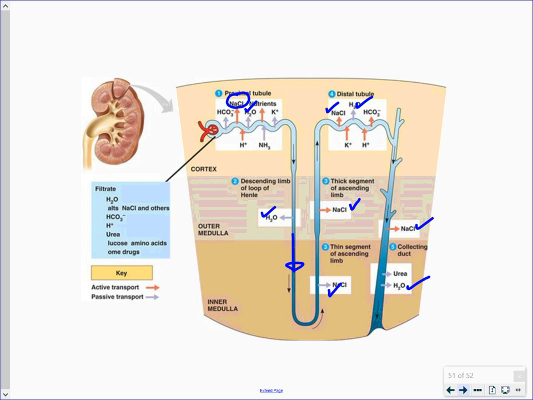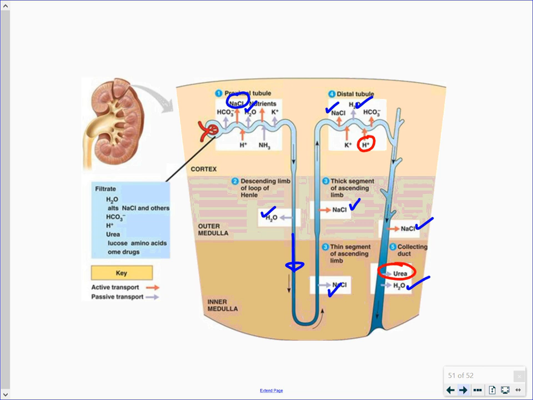We also see, in terms of the secretion, that we have some more hydrogen ions that are added a little bit later, once again maintaining the acid-base balance. And for the most part, the nitrogenous wastes are going to end up in the filtrate, but this is kind of an interesting one here.